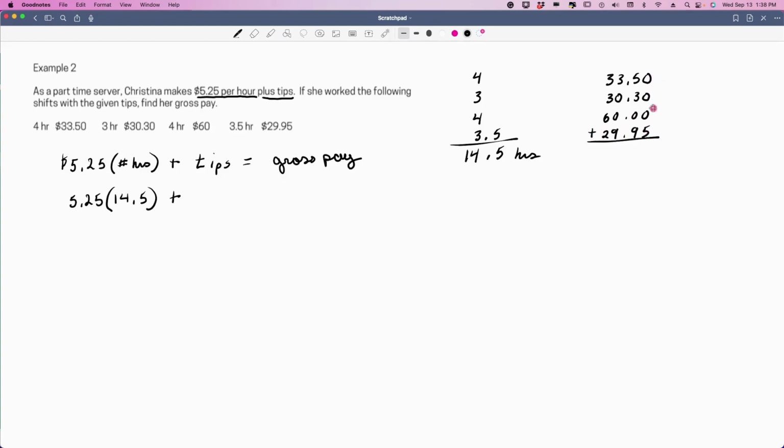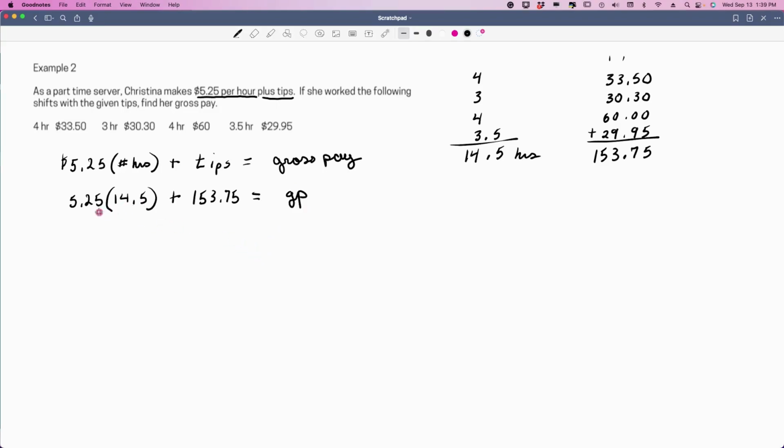So let's add all that up, bring down the 5, and this would be 17, bring down the decimal, carry 1, and this would be 12, 13, carry 1. So that would be 4, 7, 13, 14, 15. So 153.75. So that would be her tips. And that's going to equal her gross pay. So we'll call that GP for short.